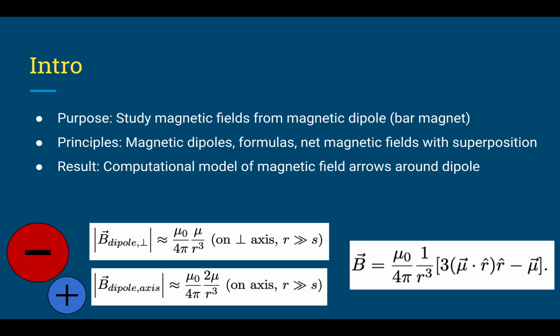This is the magnetic dipole on perpendicular and on axis, and these are both approximations, but we will be using them in this experiment. We also have this last formula here, which is a more complicated formula that we use in the computational model. So our result was we were able to compare our lab results to a computational model and see the magnetic field arrows around a magnetic dipole, or just a bar magnet.